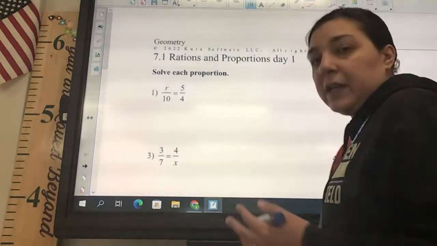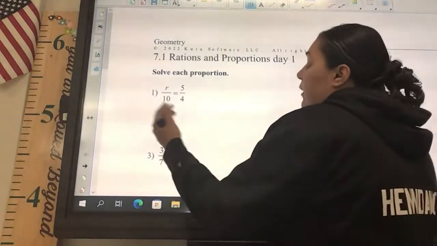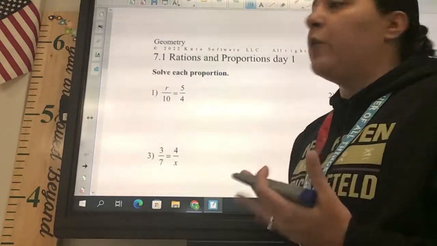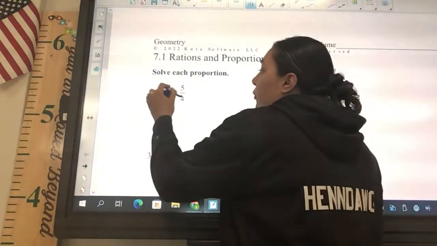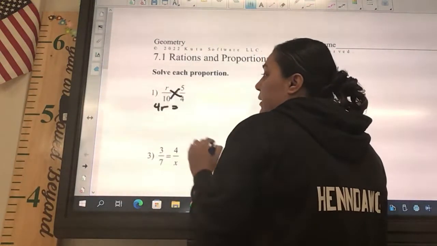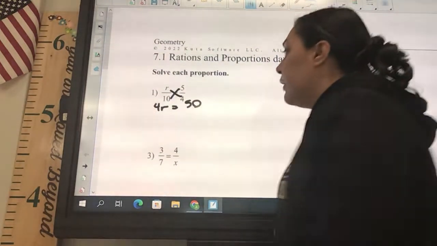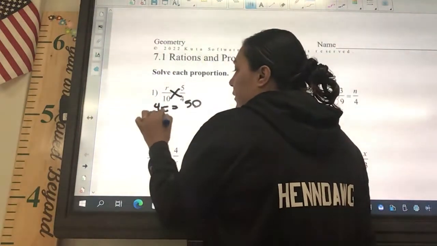And it's pretty easy, okay? You just need a calculator. So stop and get one. So the rule is, and you've learned this before, cross multiply and divide. So 4 times R is 4R. 5 times 10 is 50. Okay, and then on your calculator, we're going to solve for R. So you're going to say divide it by 4.